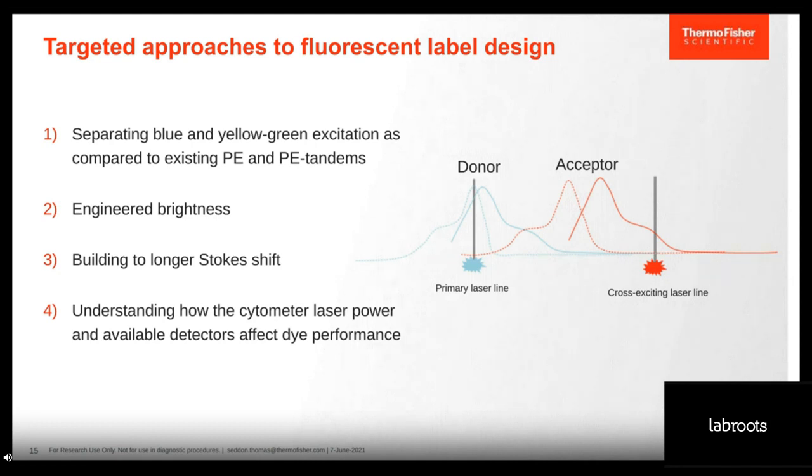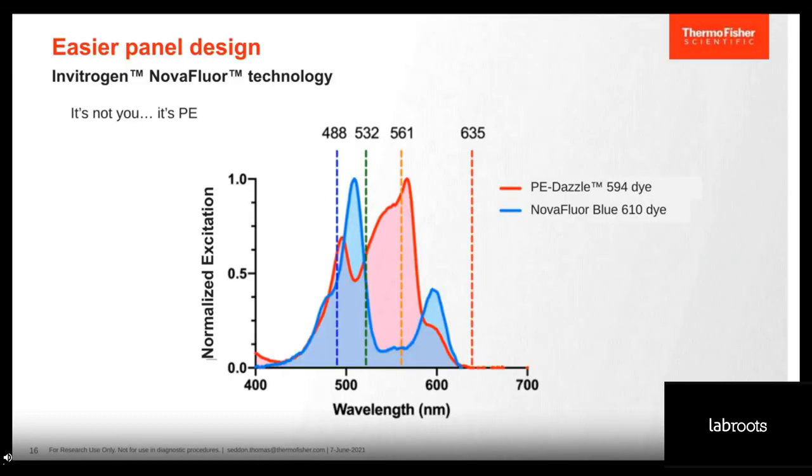And then a few things that I had not spent as much time thinking about: really building to a longer Stokes shift, understanding how, as you get more red-shifted dyes, those are more difficult to develop, but still very important in terms of being able to use the full spectrum. And understanding how the cytometer laser power and available detectors affect dye performance. To start with the first one, this is showing you PE Dazzle and NovaFluor Blue 610.